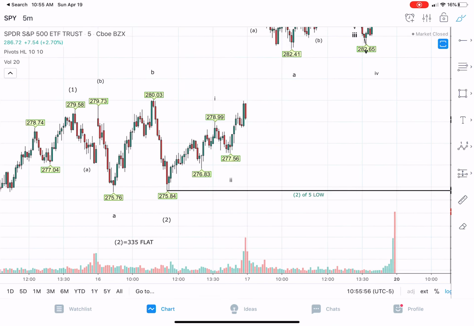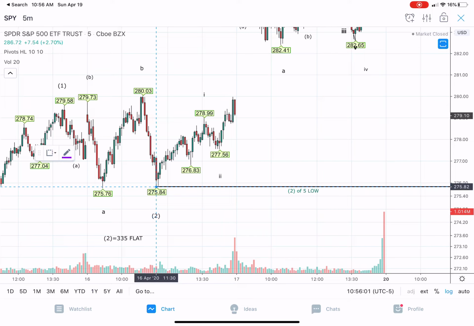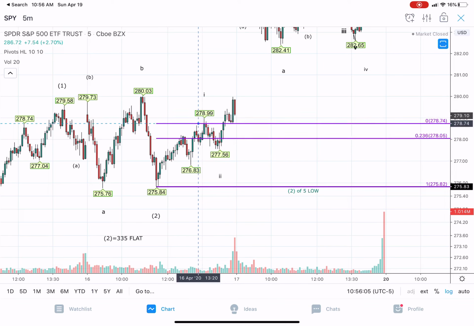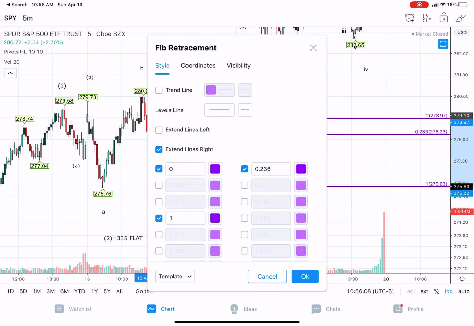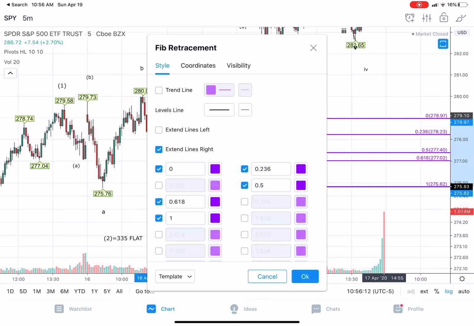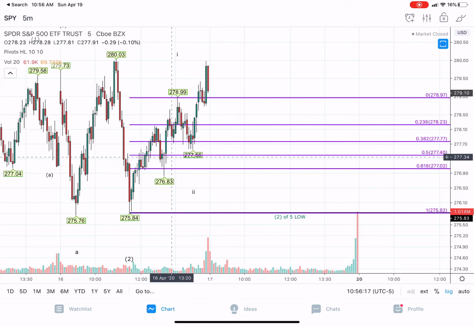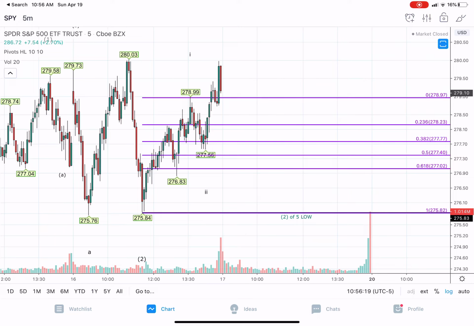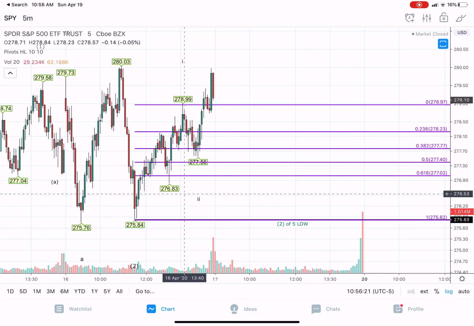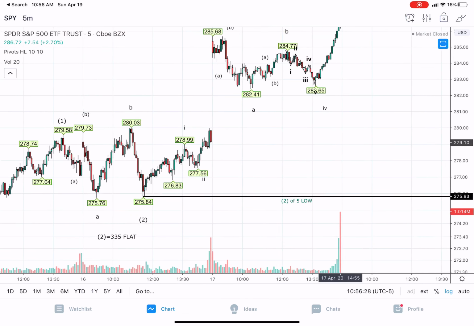Now how would I measure this wave 2 pullback here? Same thing. I would take the low of the origin of the move, and I'll measure a retracement up to the highs here at 278.99. And you can see there we retraced almost 50%, but we didn't make it quite. So we have our wave 1 and wave 2 here. And then look at what happens on the next day.